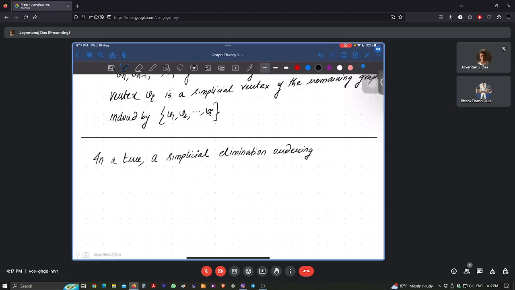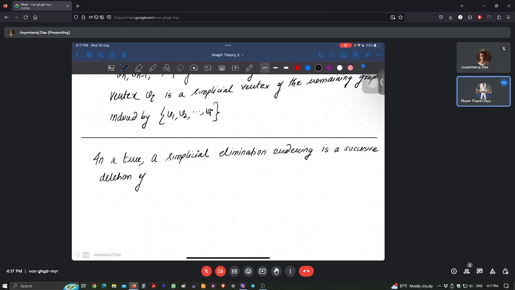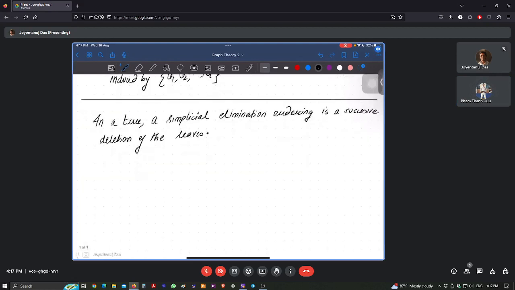So it is given by a successive deletion of the leaves. Right. So here we can see what is happening. This is an example. So let us see an example.